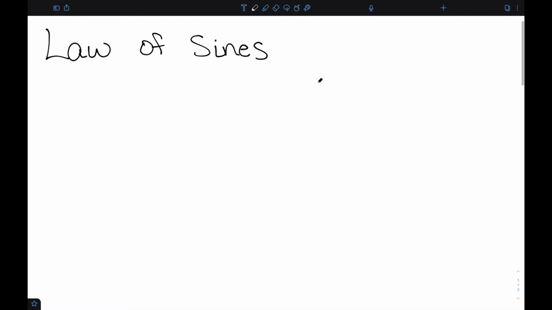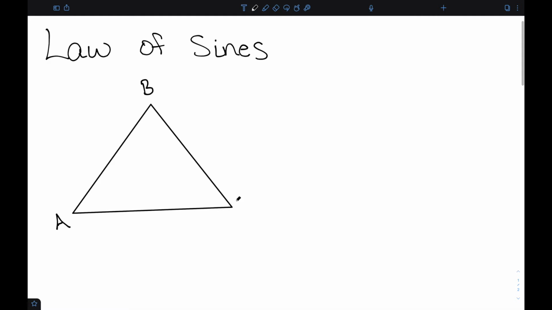Let's look at the law of sines. I want to define the law of sines as well as show how to use it. Let's start with a triangle, and we're going to call the vertices A, B, and C. When we talk about A, B, and C, we're talking about the angle at that particular vertex. The sides opposite an angle, we use lowercase letters to denote that. So this is side a, at the bottom is side b, and to the left is side c.